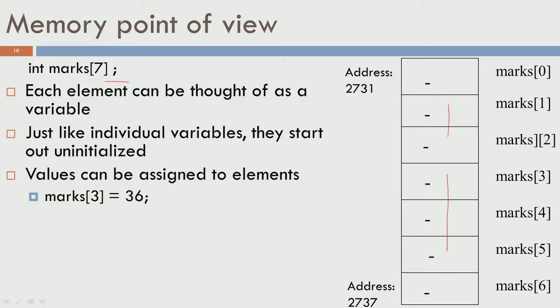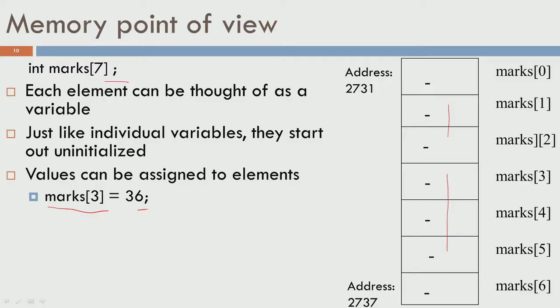One nice thing is, once you have declared an array, just like in variables, you can assign values to these variables. We saw that we can have a left hand side variable name and a right hand side value or expression for variables. The same thing applies for arrays. On the left hand side you have an individual variable marks of 3, and on the right hand side we have a value 36.